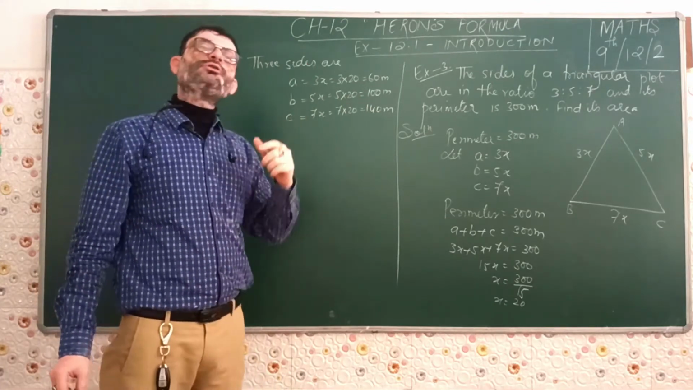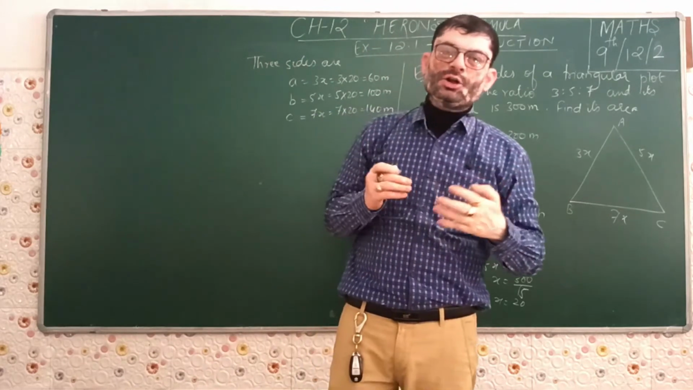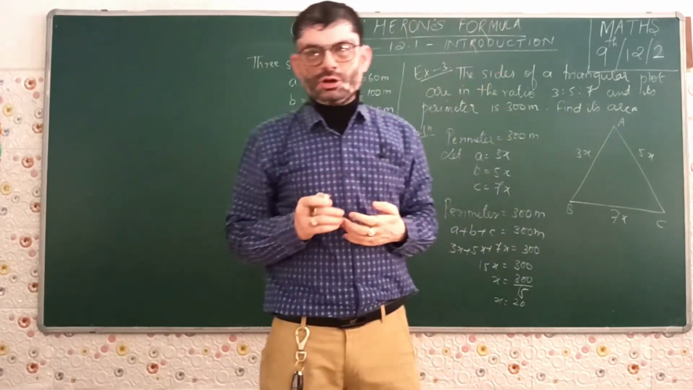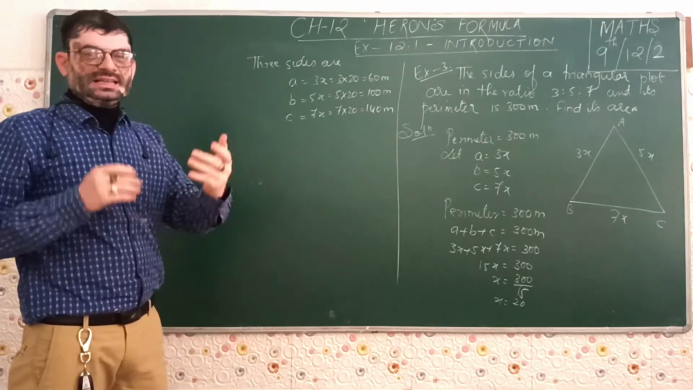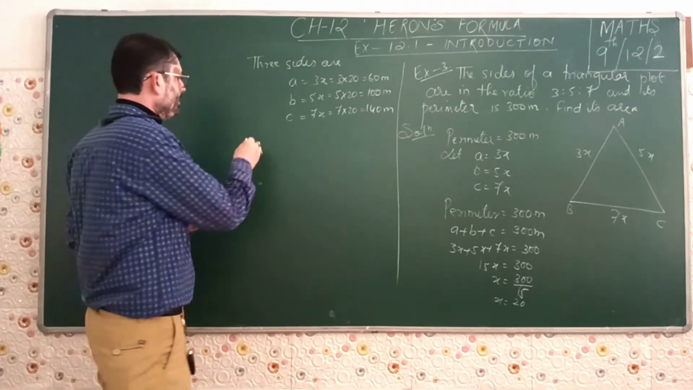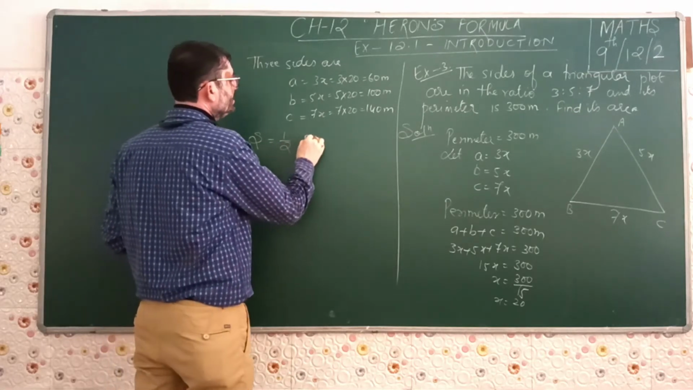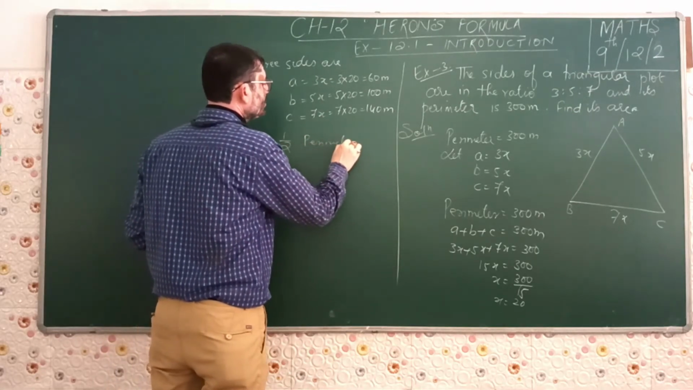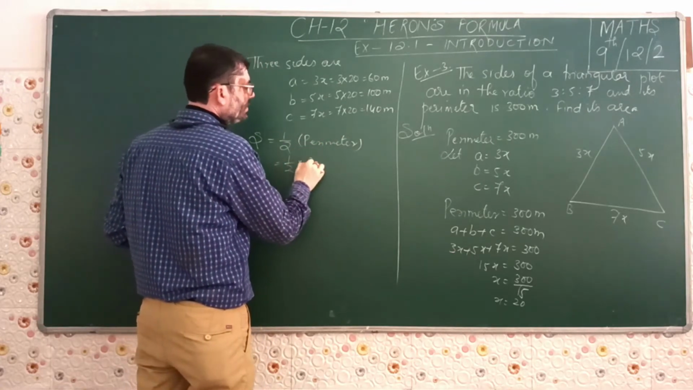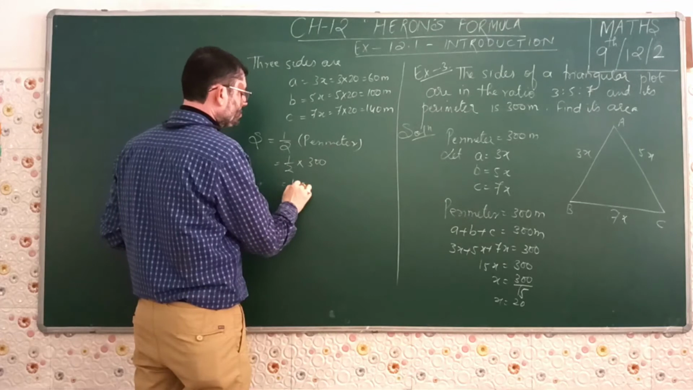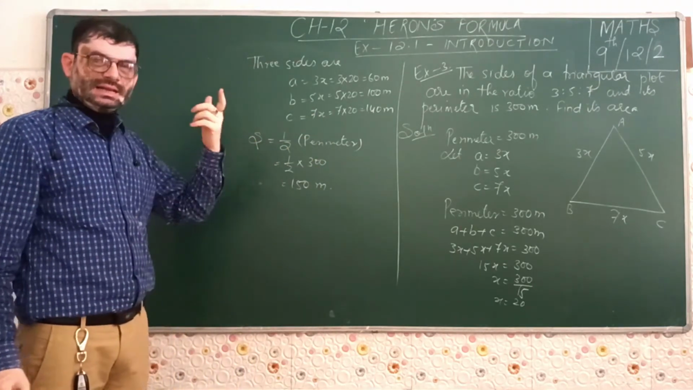Now we will be moving on to finding the area of the triangle using Heron's formula. For using Heron's formula, the first thing that we need is the semi-perimeter, that is half of the perimeter. So semi-perimeter S is equal to half of the perimeter that is given to us for the triangle, and the perimeter given to us was 300, and this is equal to 150 meters. We have now got the value of S, the semi-perimeter.